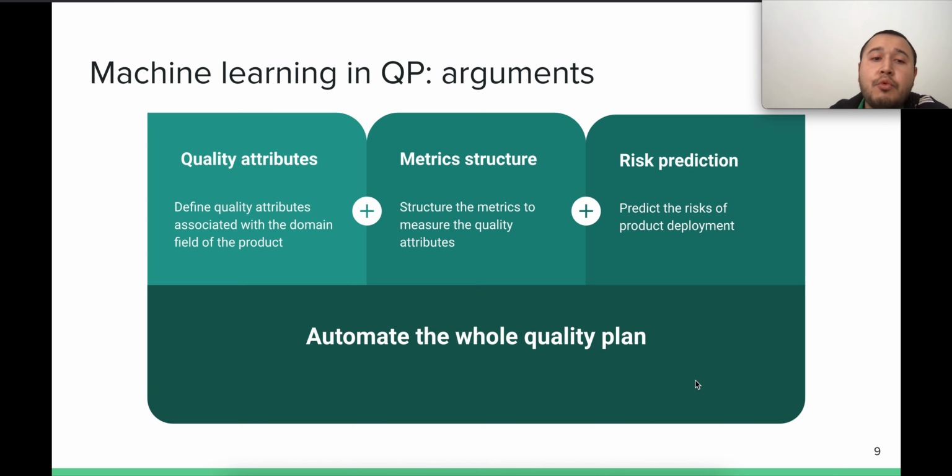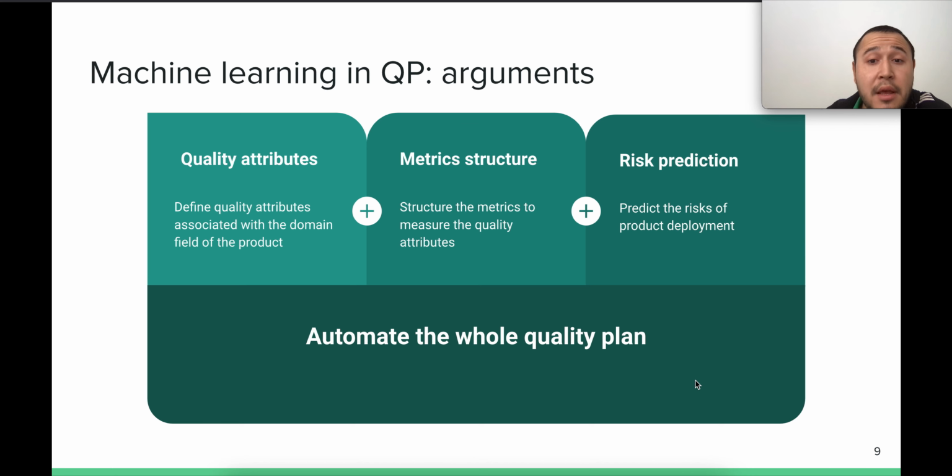Okay, after we have defined quality attributes, we have to define some metrics that we can measure quality attributes, in order to evaluate our quality. And after this, of course, in quality planning, we have to also estimate risks related to, let's say, product deployment or product development. So overall, to our software, product, service, or project.